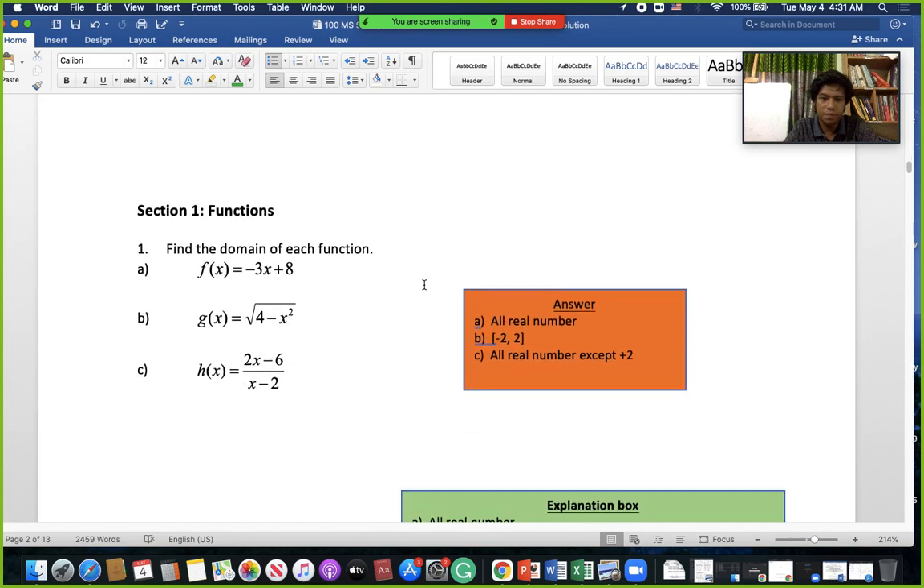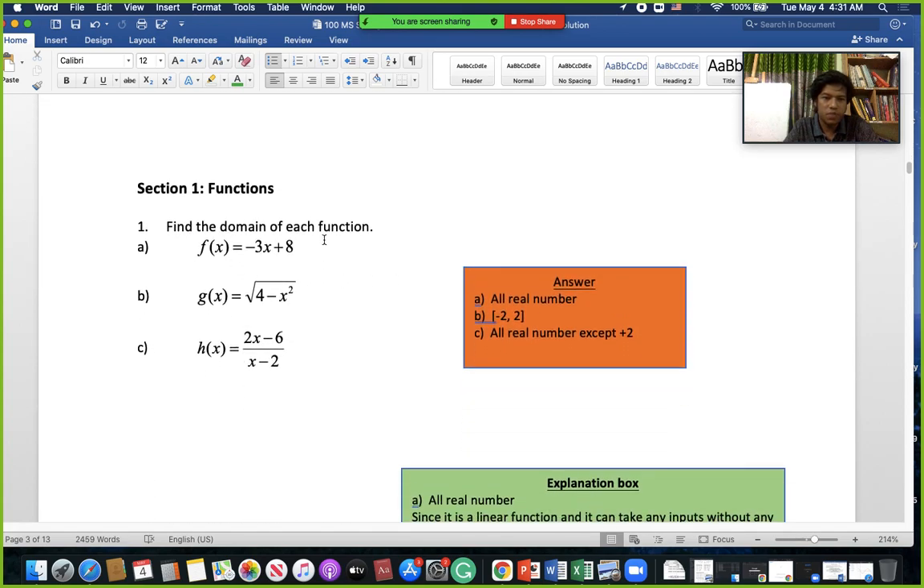Straight into our questions. For the first question, find the domain of each of the functions. Some functions are given here. And for the first function, the domain is all real numbers because, you see, the condition is if there is a square root or a denominator, then we have to be careful. Because within the square root, a negative number is not possible, and within the denominator, 0 is not possible. But here, there is no square root, there is no denominator.